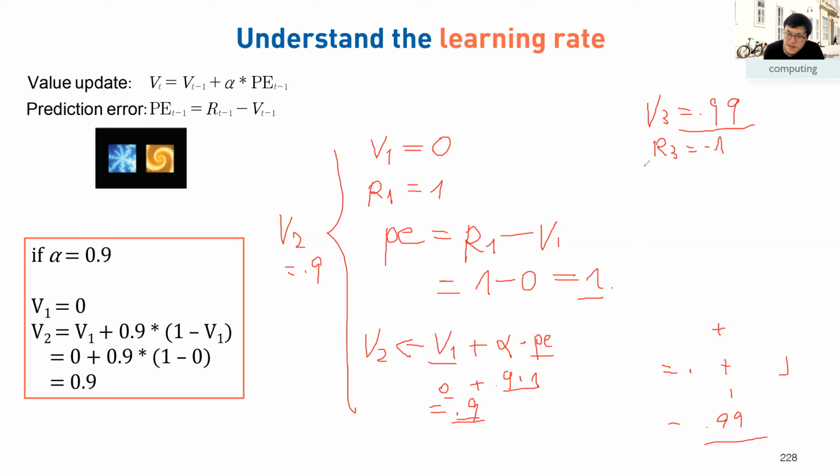Let's do this calculation. One more time, PE equals R of 3 minus V of 3. R of 3 is -1, and V of 3 is 0.99, but then there's a minus sign. So in the end, you get -1.99. This is a large negative reward prediction error.